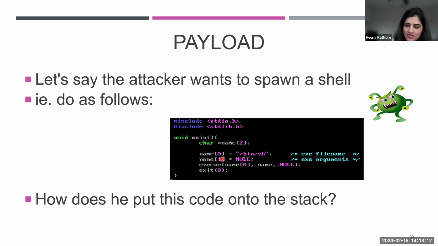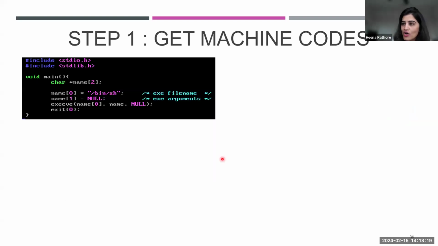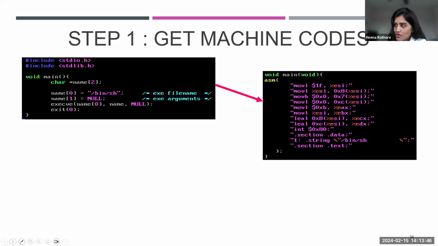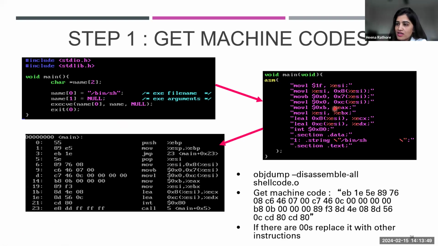then the next question comes in, how will he put this onto the stack? The code that he has written, he will get the machine code associated with this. Does anyone remember how to get the machine code for a specific command? I explained in the class how to get it. Yeah, objdump. Here in this case, he will just write the objdump command with disassemble all, and he would be able to get both the assembly code and the machine code.